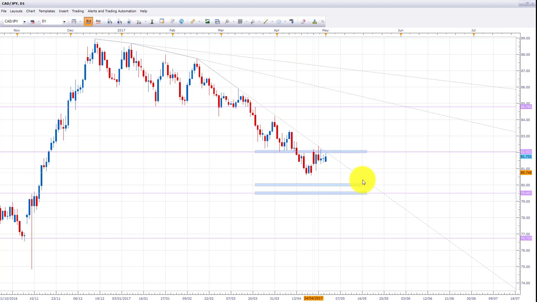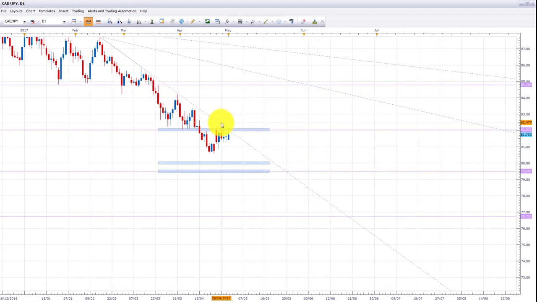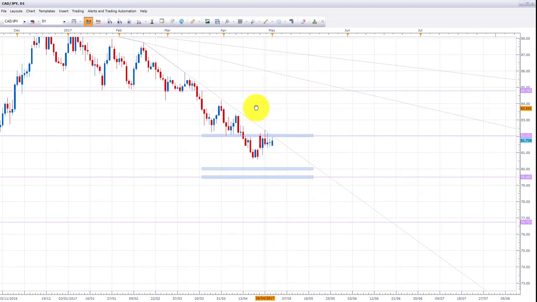CAD yen, as you can see, broke down below this key area of support at 82.03, and it is now turning into a resistance zone. We have 1, 2, 3, 4 days sitting underneath this key area of resistance, and I do expect this resistance to hold because there's confluence as well. We've got this downward sloping trend line, and I will be looking for shorts down to the 80.00 psychological level first, and then this key area of support at 79.48.